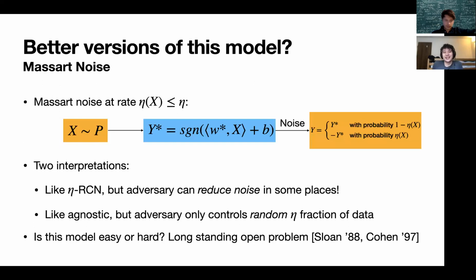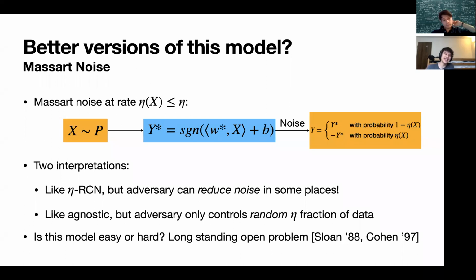You can view this model from an RCN perspective or an agnostic perspective. From the RCN perspective, it actually seems like a pretty benign model, because I have RCN with a flip parameter eta, and the adversary can only make the seemingly helpful change that at some points x, it can reduce the amount of noise. So I see y star more often than I see negative y star under RCN. Given that phrasing, it's surprising that this model has been so hard. But it turns out that if you use RCN algorithms, they just totally break in this model. So it's actually a pretty serious adversary.